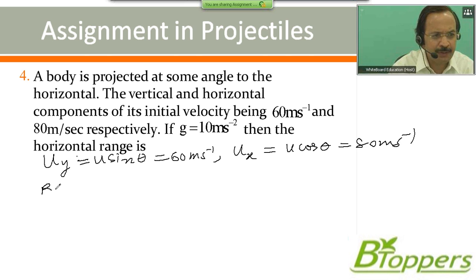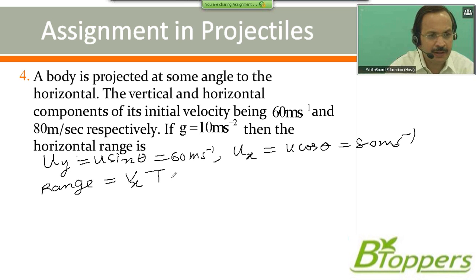So the horizontal range of the projectile is equal to the horizontal component of velocity into time of flight. Here Vx is the horizontal component of velocity and capital T is the time of flight. The horizontal component of velocity of a projectile remains the same at all instants throughout the motion under gravity. So Vx is the same as Ux. Time of flight is given by 2uy by g or 2u sine theta by g. Uy is the vertical component of initial velocity.